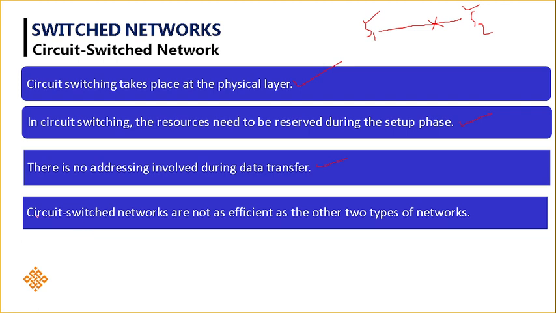But one point you should note down here: circuit switch networks are not as efficient as the other two types of networks. When compared to message switching and packet switching, circuit switching is not that efficient because most of the time is wasted for connection establishment and tear down, and also if the resources are not released, then those resources are reserved for lifetime. So there are some problems, and that's why it is not that efficient.